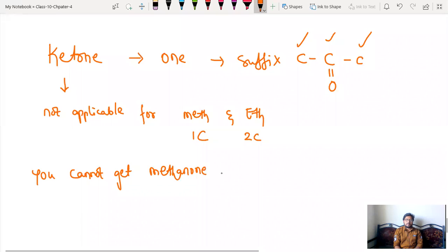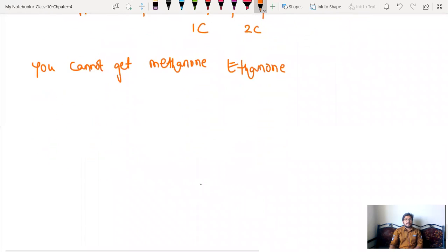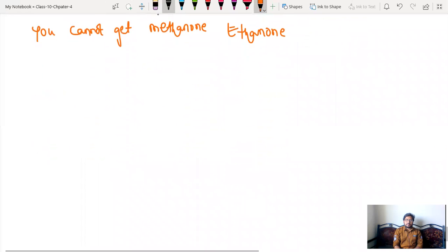So you cannot get methanone, ethanone. No, it is not possible. But from propane we can get it. So let us see. Carbon, carbon, carbon, single bonds between carbons. For the middle carbon, it is a double bond to O, and satisfy valencies.